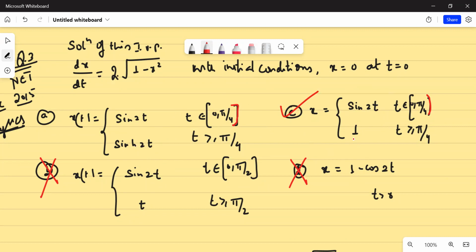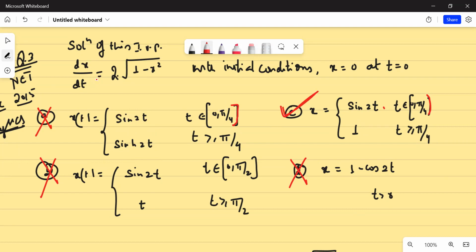Why? Because this is a continuous function. Understand, this is a continuous function. See, as t tends to pi by 4, sine 2t would be tending to sine pi by 2, which is 1. However, this is not the case here. If t tends to pi by 4, sine 2t would become 1, but it is not equal to sine hyperbolic pi by 2, because if you place pi by 4 here, it would be sine hyperbolic pi by 2. So both of these will not form a continuous function. So this will get cancelled. This would be an answer.